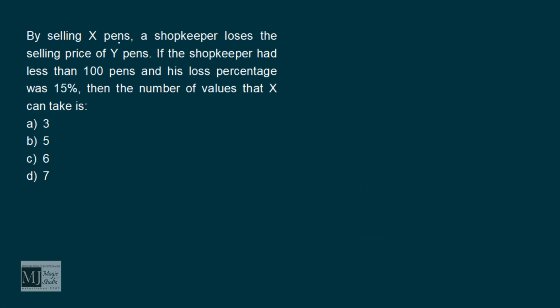By selling X pens, a shopkeeper loses the selling price of Y pens. Let the selling price of one pen be rupee 1 if I take. Then the selling price of Y pens would be rupees Y. So when I'm selling X pens, what should be the selling price of X pens? Selling price of X pens should be X, because I have taken that the selling price of one pen is rupee 1.